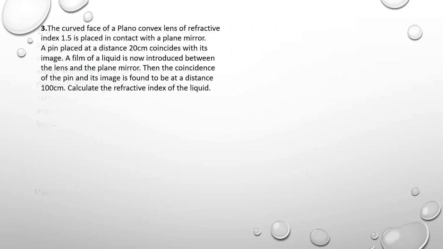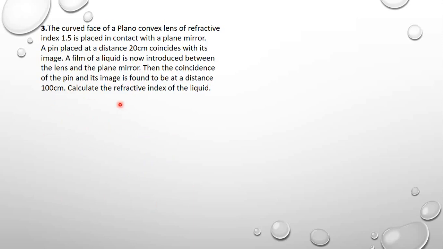Let's look at number 3. The curved face of a plano-convex lens of refractive index 1.5 is placed in contact with a plane mirror. A pin placed at a distance 20 centimeters coincides with its image. That means we are getting a convex lens, but it is a plano-convex. The curved part is the one which is going to be on the plane mirror.